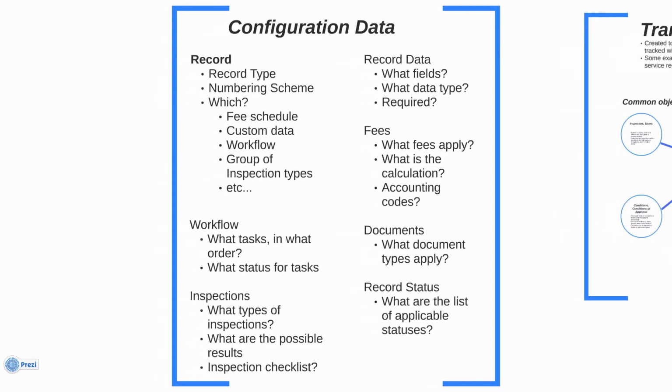From then, I also have to, on my record, associate the various objects that I want to associate with my record. Things like fee schedule, custom data, workflow, inspection types, onwards and onwards. So let's take a look.